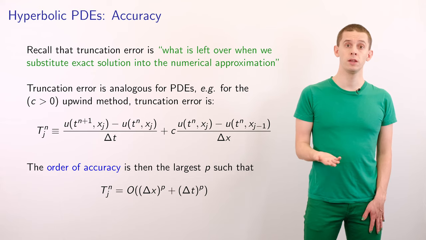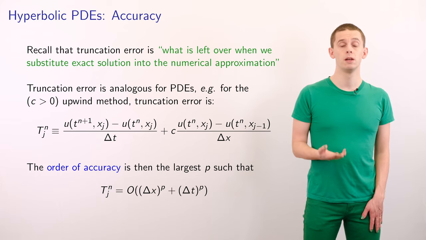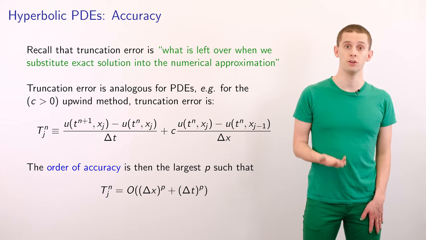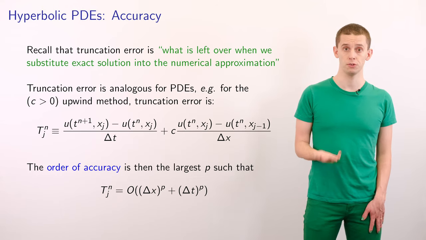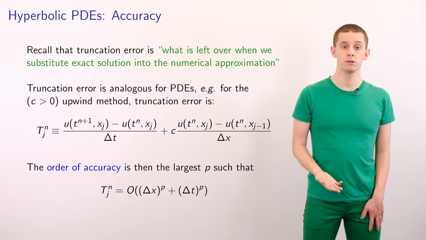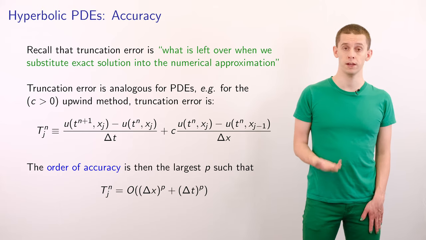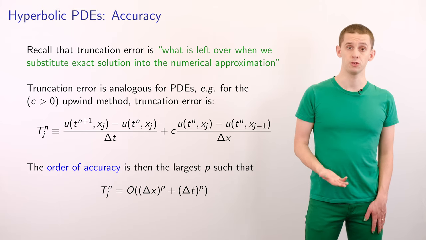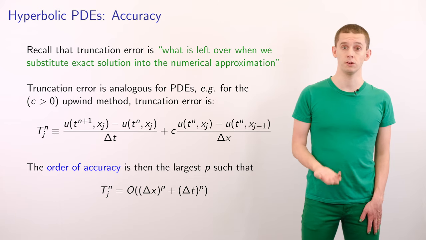When we examined ODE convergence, we defined the truncation error to be the amount that's left over when we substitute our exact solution into our numerical method. And we can make use of the same definition to define truncation error for partial differential equations. So, as an example, let's look at the first order upwind method for the linear advection equation that we introduced in the previous video. And let's look specifically at the case when c is greater than zero.